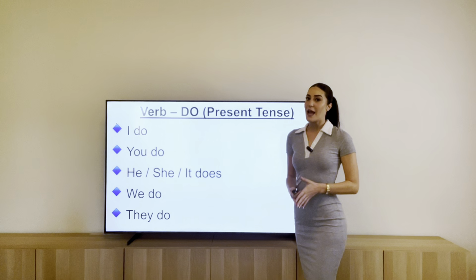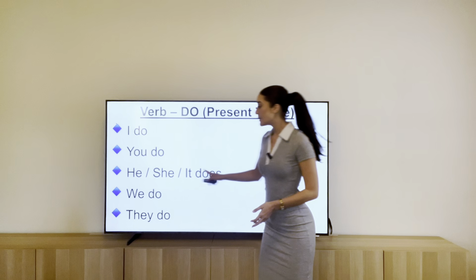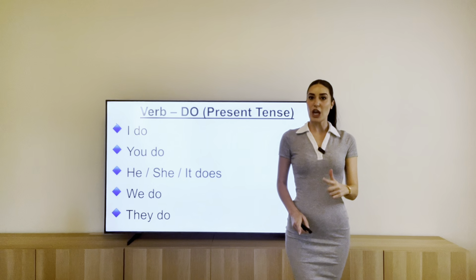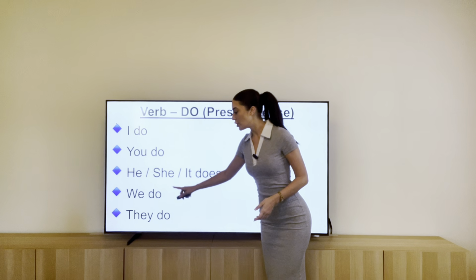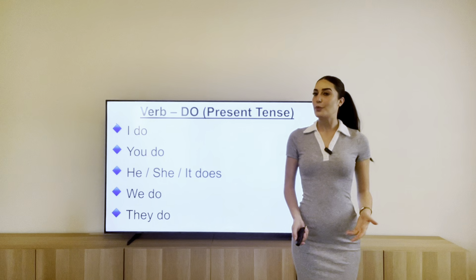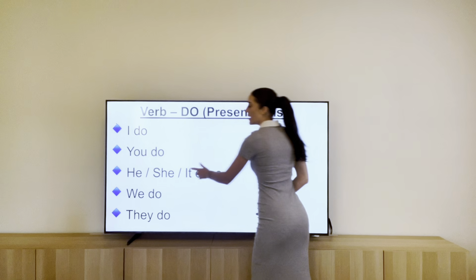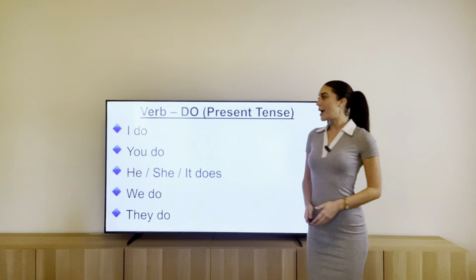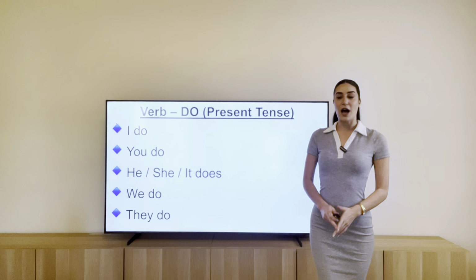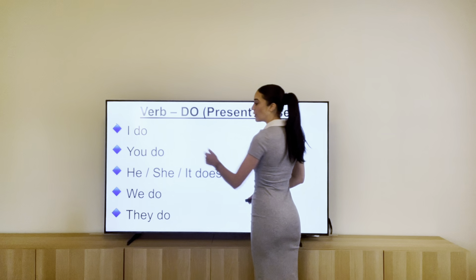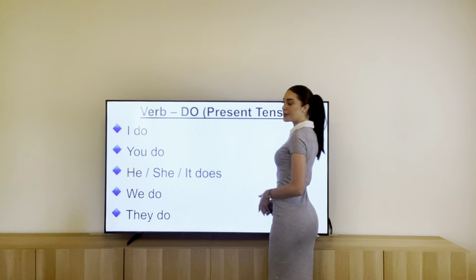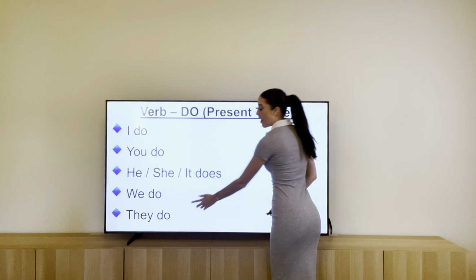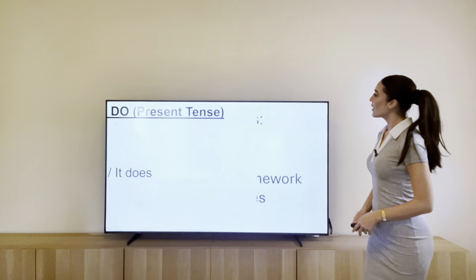So the only one that changes here, everyone, is this one here, the he, she, or it does, okay? All the others are do, do, do, do. So pretty simple, okay? The only one that changes is this one, all right? Let's say that really fast now. I do, you do, he, she, it does, we do, they do. All right, moving on again.